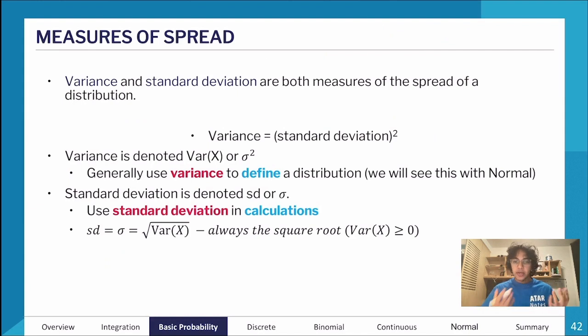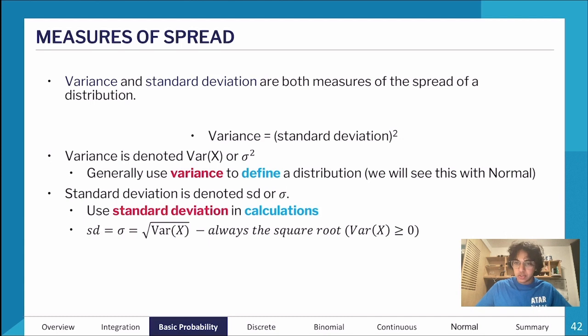Okay, how can we measure the spread of our values, right? Obviously, after we do an experiment, we're going to get a bunch of different values, right? How do we measure the distance between each value, like how each value varies with each other? That's where variance and standard deviation come in. They're both measures of spread, right? Variance is given by the square of standard deviation, so we generally use variance to define a distribution. We'll talk about defining distributions when we talk about binomial and normal, right?